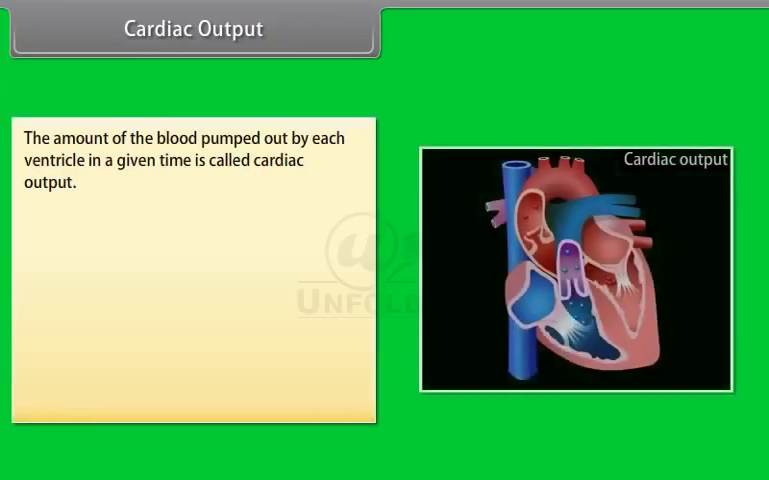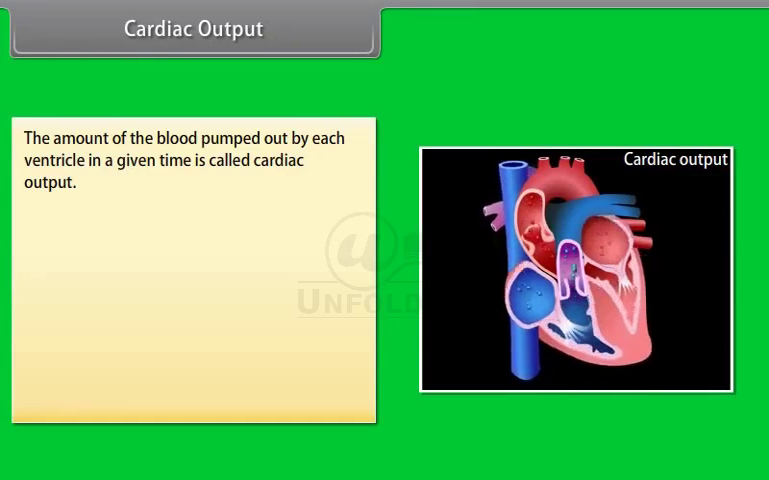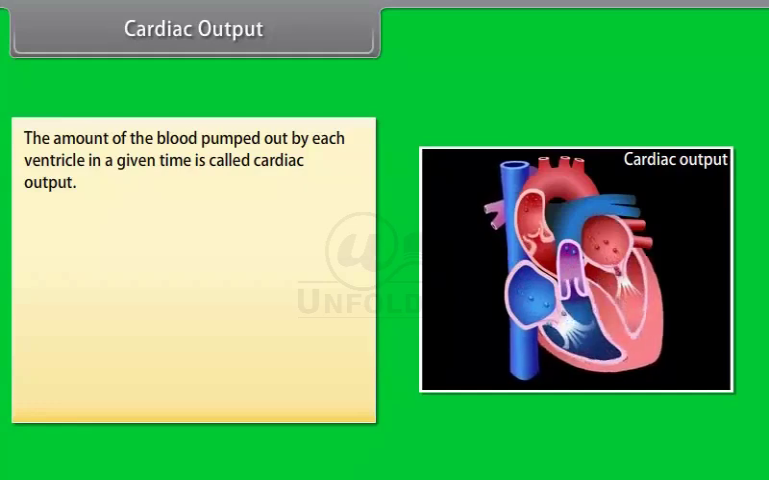Cardiac output. The amount of blood pumped out by each ventricle in a given time is called cardiac output. Stroke volume.